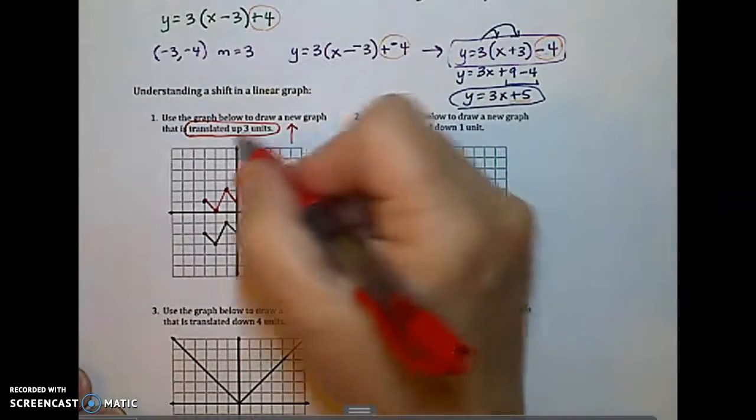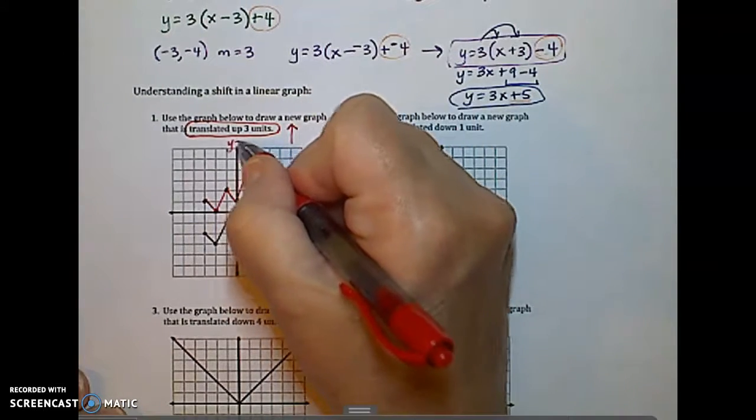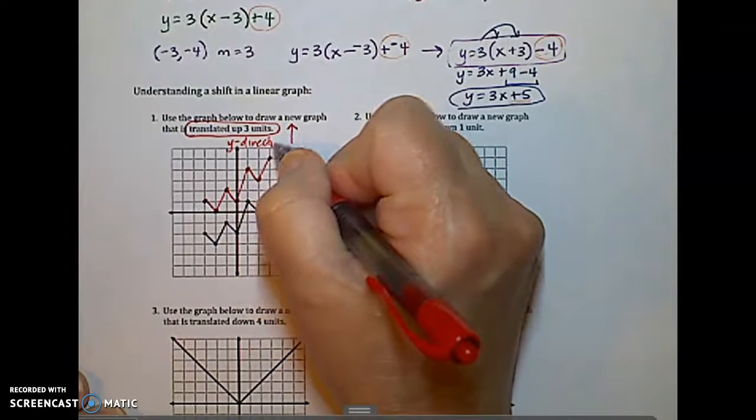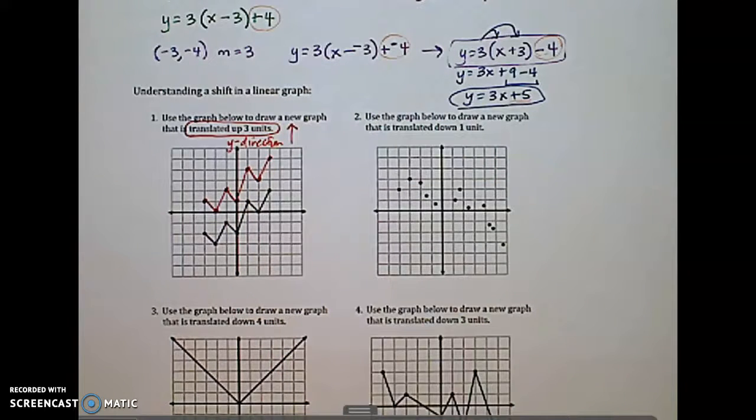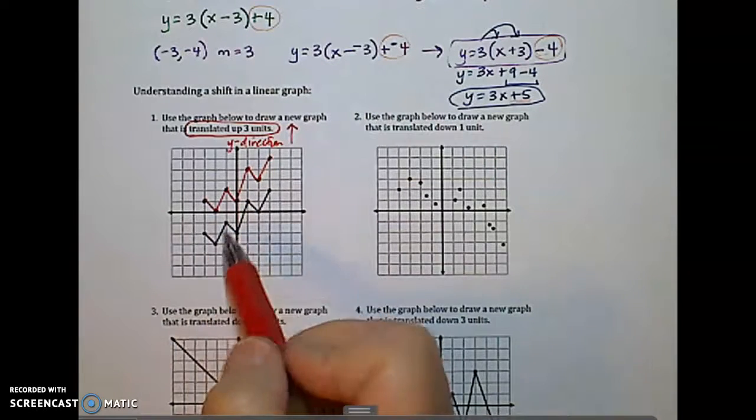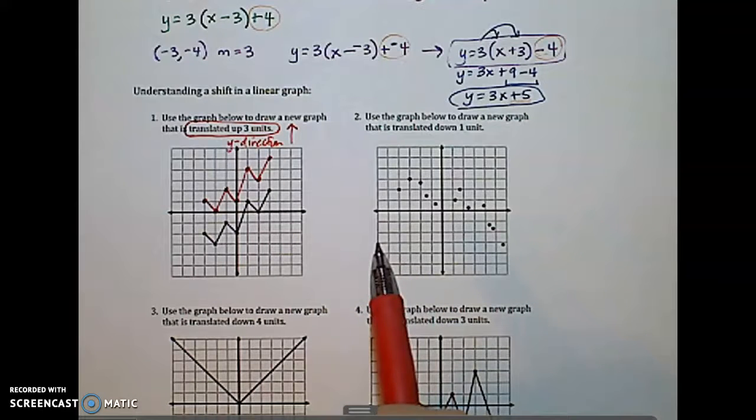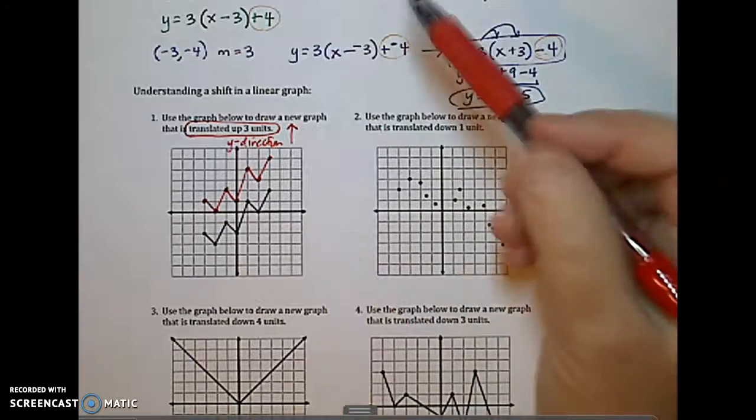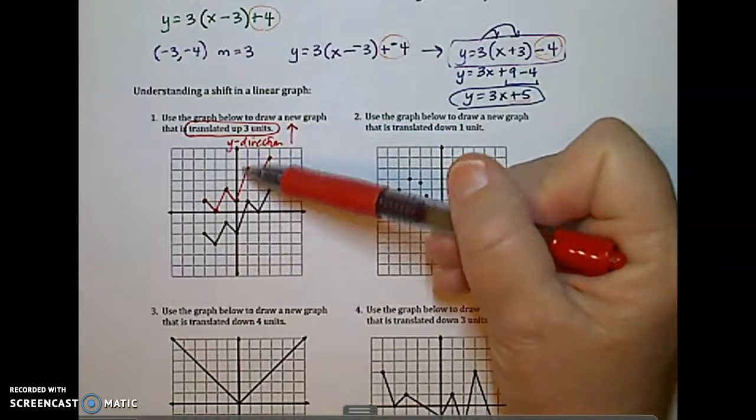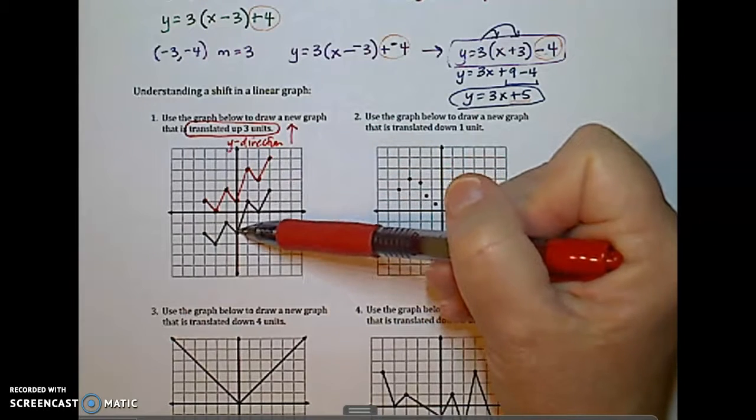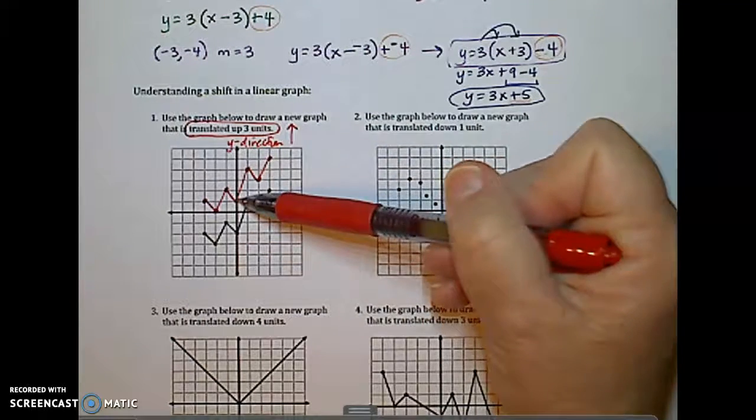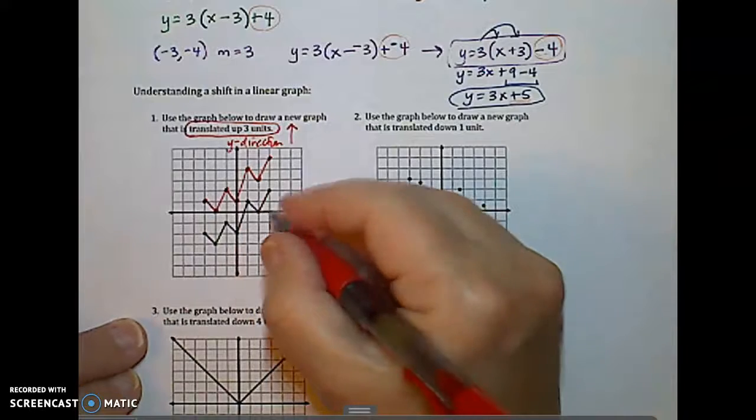So up means in the y direction. If you move this in the x direction, the shape of the graph is going to be the same. It's just going to be in a different location. One other thing to notice when we translate up, look at the y-intercept. Here the y-intercept was -2. Now the y-intercept is +1.